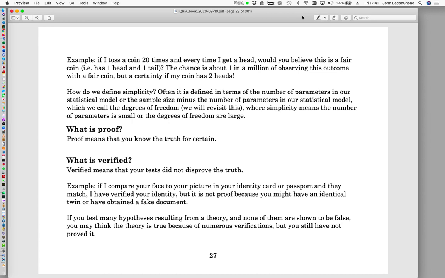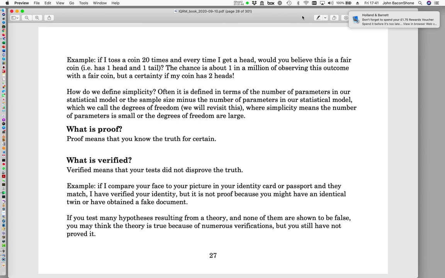Probably not, right? The reason is because if it is a fair coin, the chance of getting 20 heads in a row is about 1 in a million. On the other hand, if my coin has 2 heads, it's a certainty that I will get 20 heads in a row. So clearly it's much more likely that I'm cheating with a 2-headed coin than I'm unbelievably lucky. Right? If I was really somebody who could easily show you outcomes which only happen 1 in a million, then clearly I would be an unbelievably lucky person.